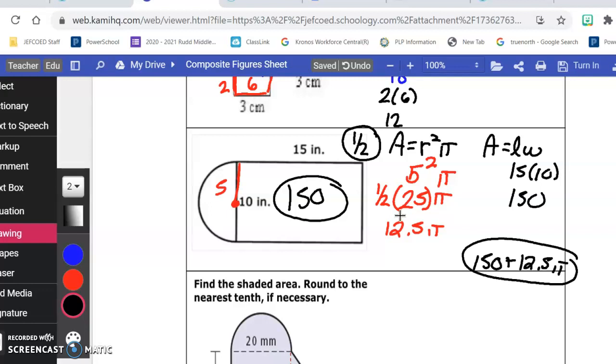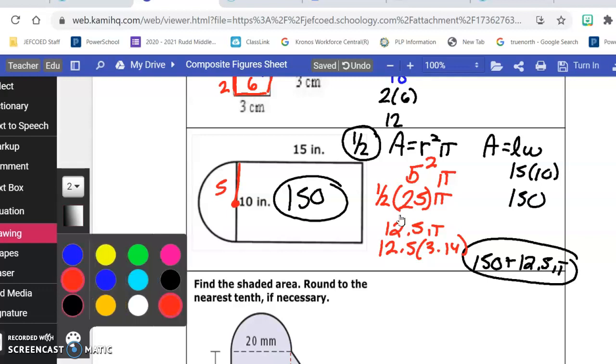However, if I don't want it in terms of pi, I have to use 3.14 for pi. So let me see. If I want to continue that, 12.5 times 3.14. Let's put that in our calculator. 12.5 times 3.14. That's going to get us 39.25.